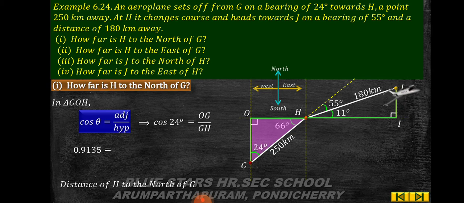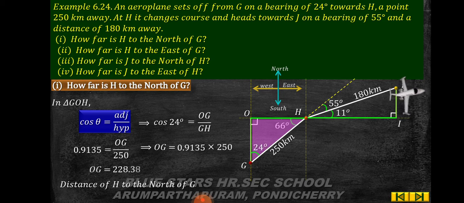0.9135, which is equal to OG, which we don't know, so OG divided by GH, which is 250 km. This implies OG is equal to 250 into 0.9135, which gives the value of OG as 228.38. Therefore, the distance of H to the north of G is 228.38 km.